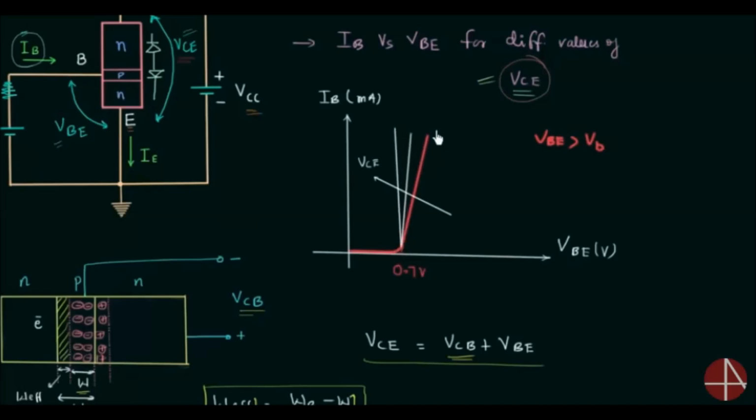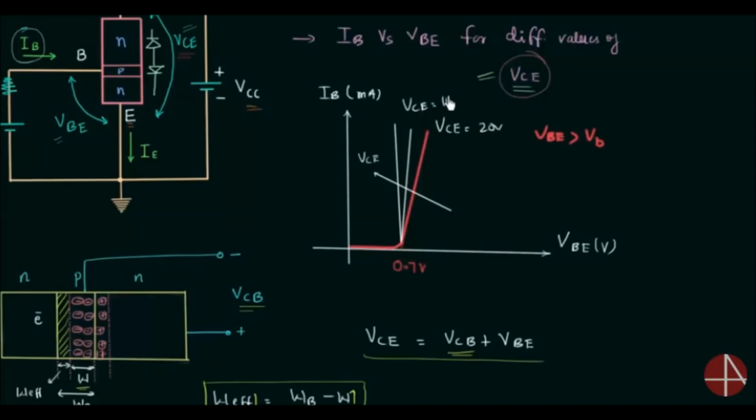Let's say this characteristic is for VCE equal to 10 volts and this characteristic is for VCE equal to 1 volt. So on decreasing the output voltage VCE, the input current IB increases. This is in microamps, and this is the final input characteristics of common emitter transistor.